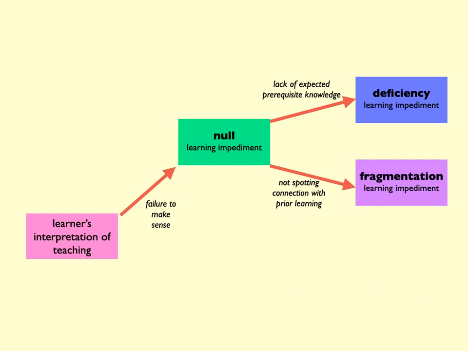that the teaching did not lead to the learner bringing to mind something that helped them make sense of their teaching. This could be because the expected prior learning had never happened, called a deficiency learning impediment, or because the relevance of prior learning was not appreciated, a so-called fragmentation learning impediment.